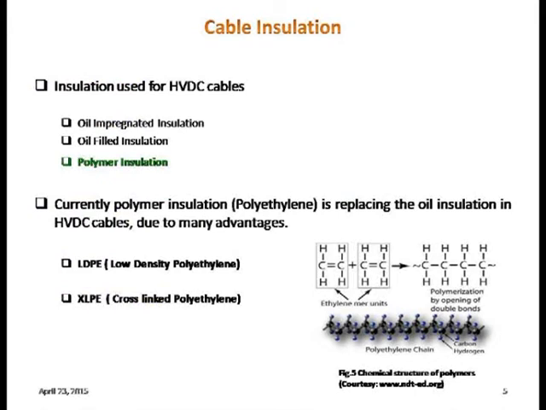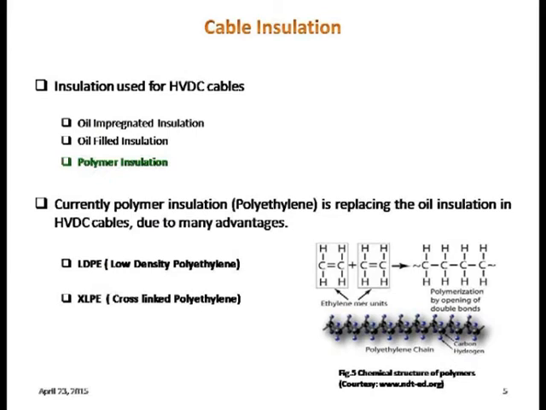So the purpose of using oil, a tube, and then filling the oil in it and using the pressure is to minimize or eliminate the voids. When you keep oil under pressure, it percolates into the paper insulation. And the third one is polymer insulation, right?